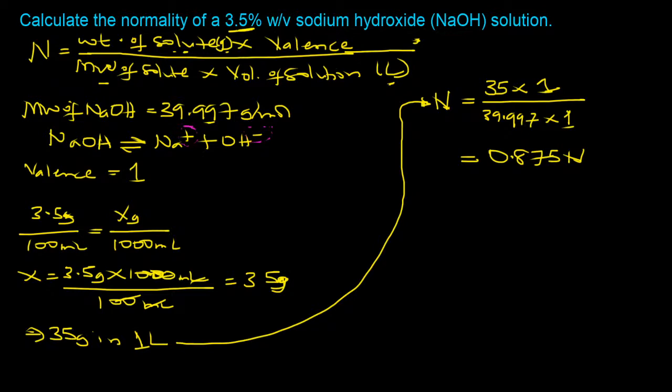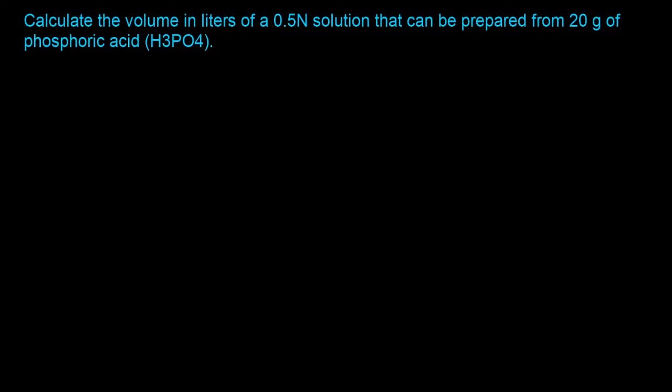All right, so let's take a look at the last question, and that would give us some additional perspective on how we deal with normality type questions. And this question actually says, calculate the volume in liters of a 0.5 normal solution that can be prepared from 20 grams of phosphoric acid.